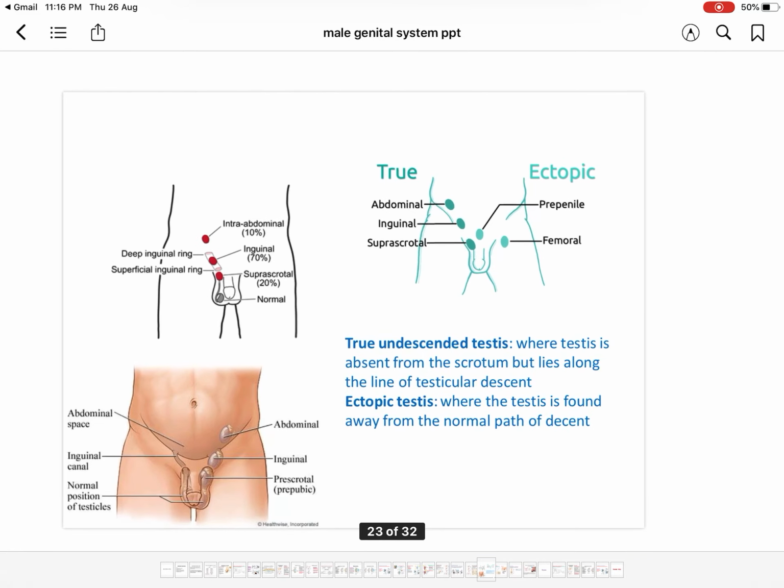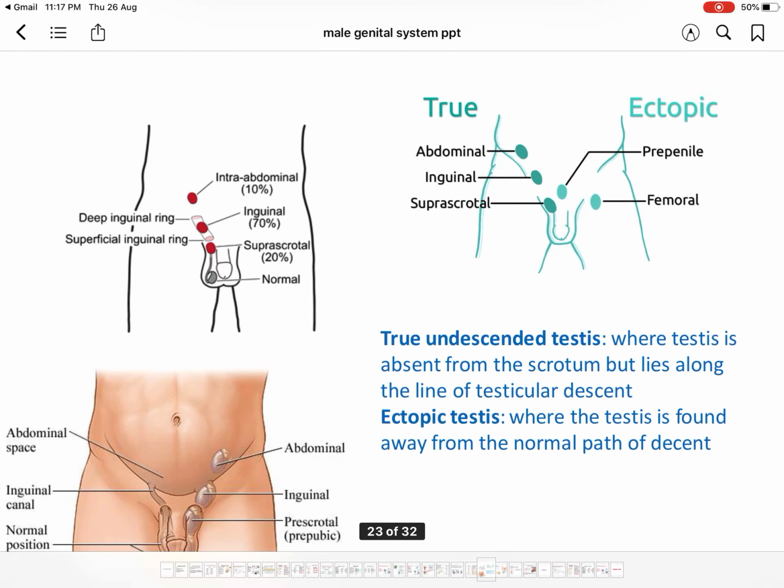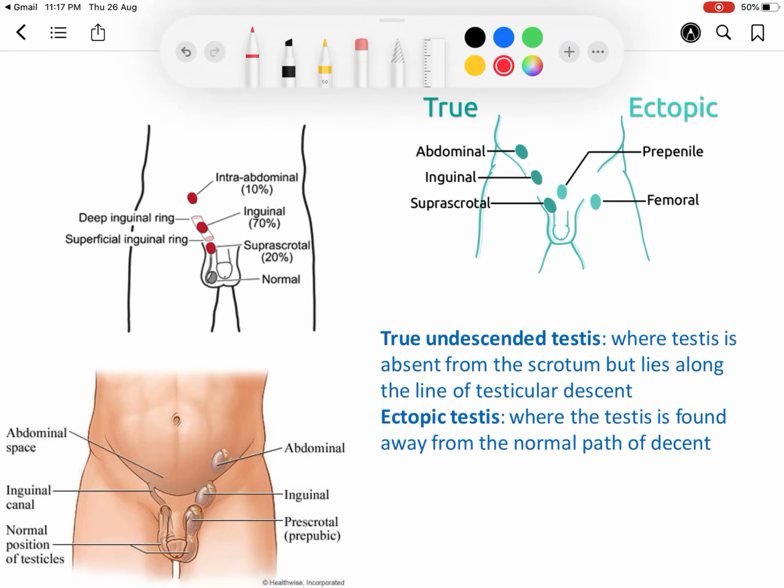Okay, now applied anatomy related to the descent of testes. One is cryptorchidism or the undescended testes, and one is the ectopic testes. If the testis is absent in the scrotal region, but it is present in the pathway of descent, then it is called undescended testes or cryptorchidism. And in the condition of ectopic, the testis is found away from the normal path of descent, then it is called ectopic testes.